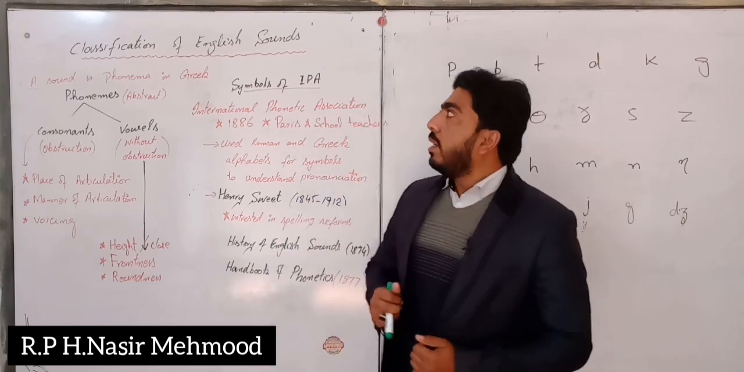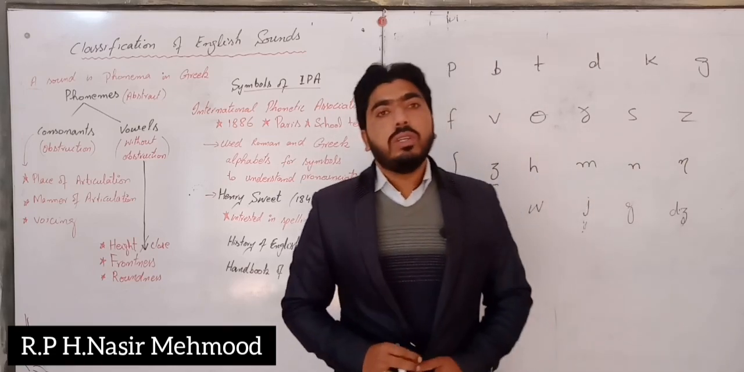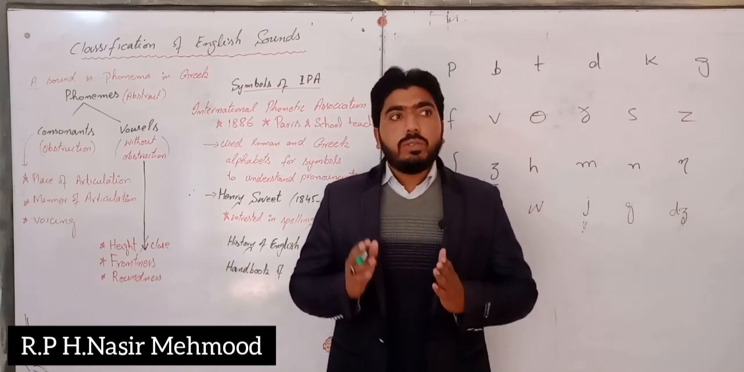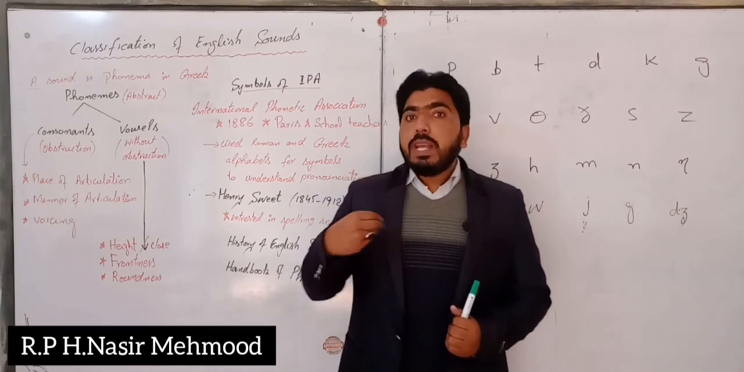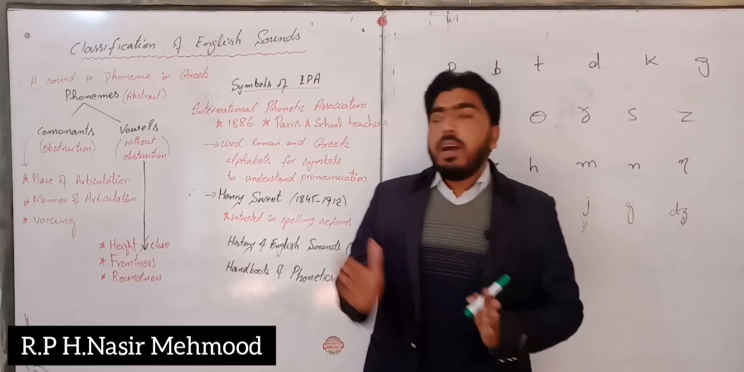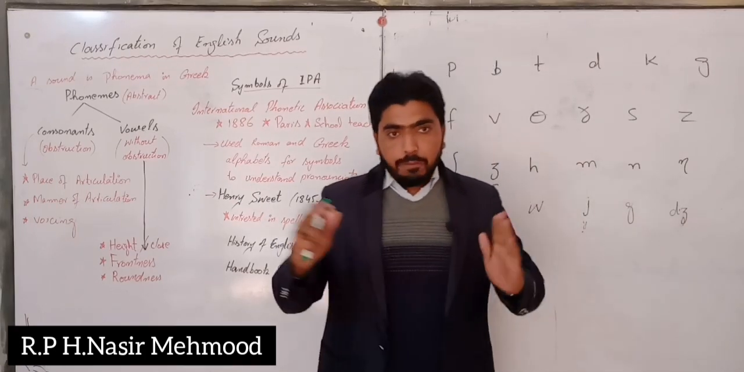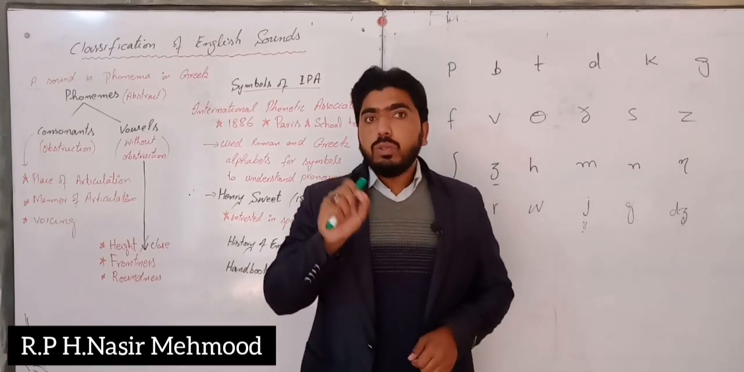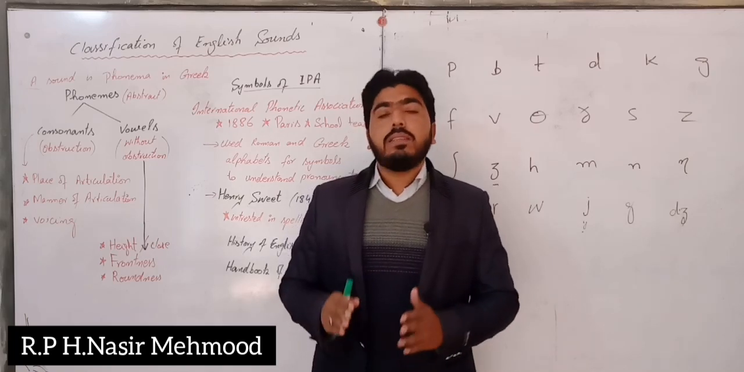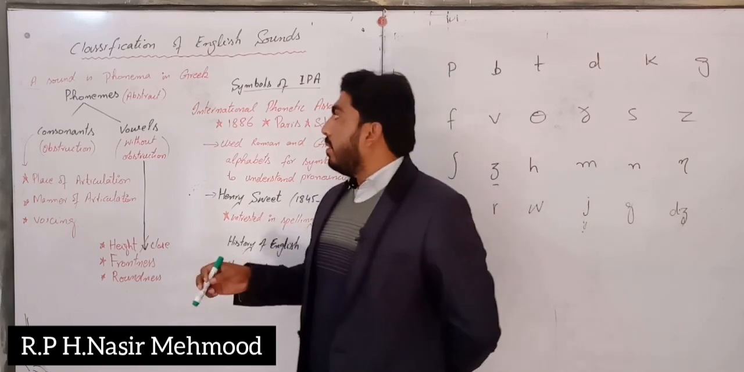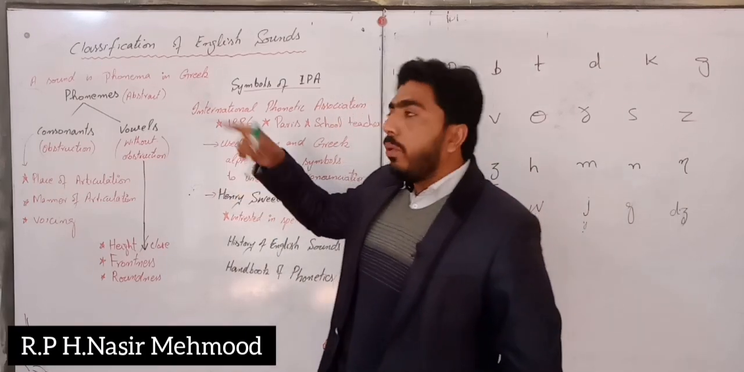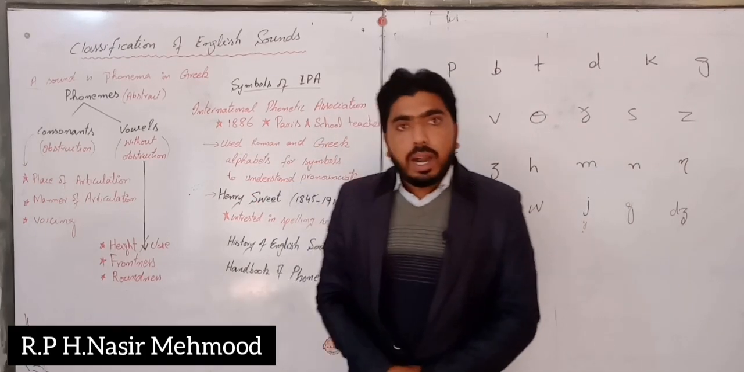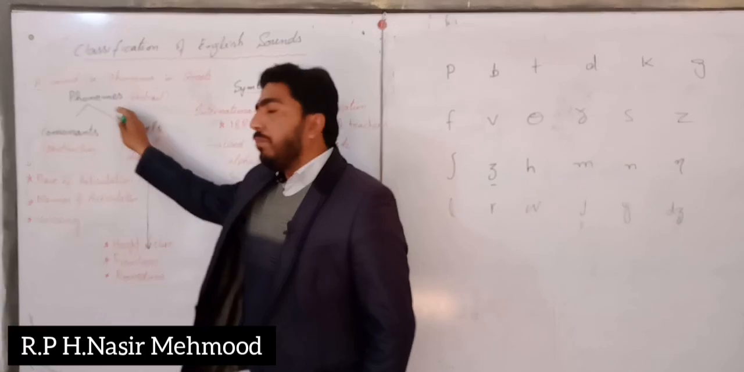So today's topic is the classification of English sounds. We are going to study particularly the sounds of the English language. So in today's lecture, we will see how basic sounds of the English language are classified. When we talk about the classification of sounds, these are classified into two major types. One is considered as consonants and the other one is considered as vowels. Before going into the detail of these sounds, let me tell you these basic sounds are considered as phonemes.